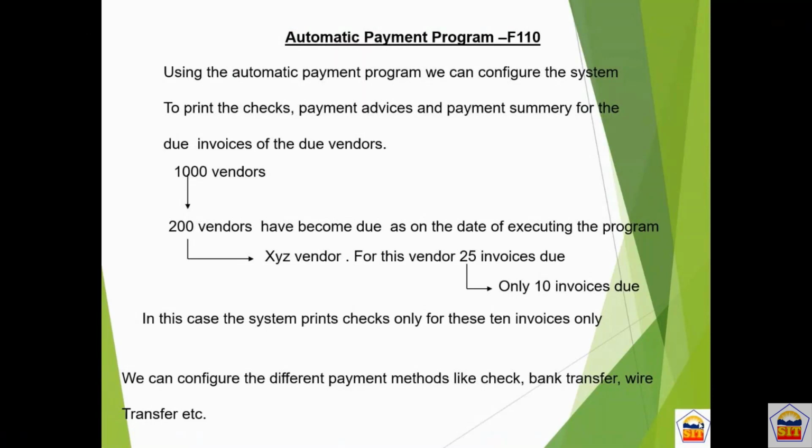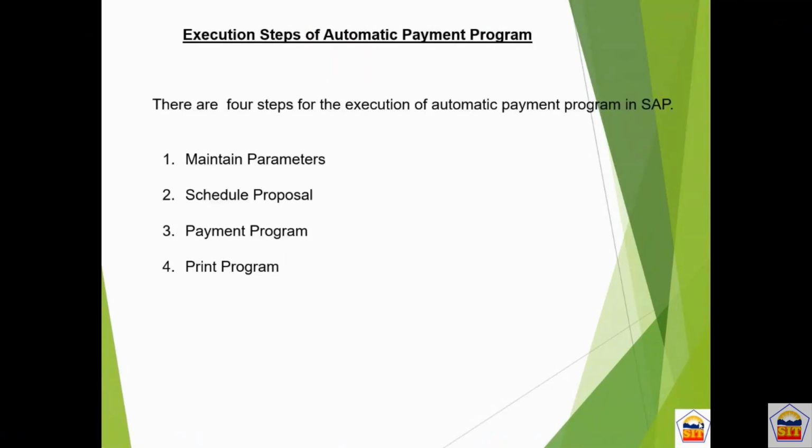We can configure the different payment methods as I just shared with you, like check payment, bank transfer, wire transfer. For the automatic payment program, how many steps are there? There are four steps under which we need to process the payment. First is maintain parameter. Second is schedule proposal. Then we have the payment program, and then we have the print program.